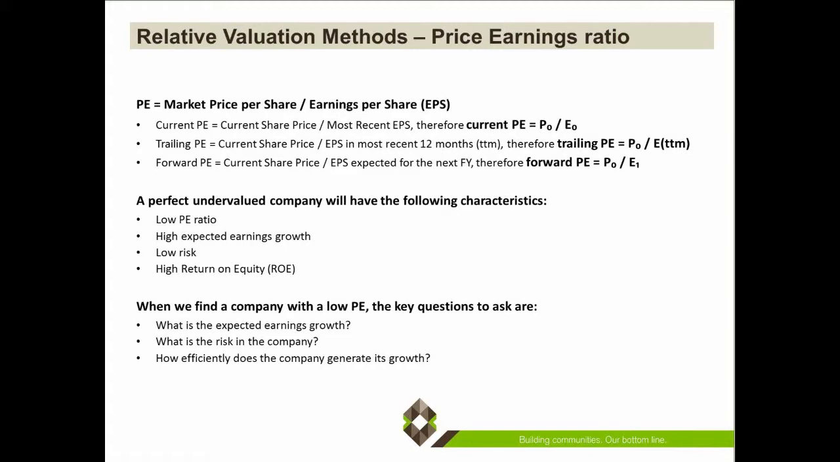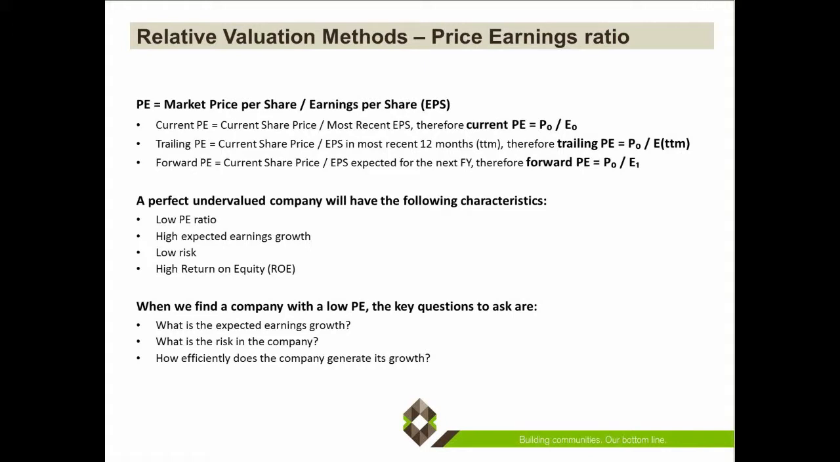What is the company's forward PE? What will the company's forward PE be? So that is your current share price divided by your expected earnings per share for the next financial year. So a perfectly undervalued company will have the characteristics that it's got a very low PE, it's got high expected earnings growth, low risk, and high return on equity.